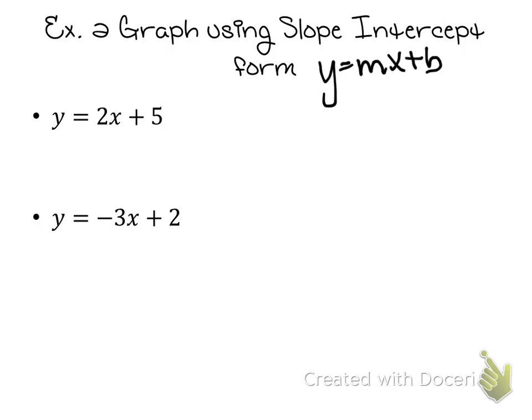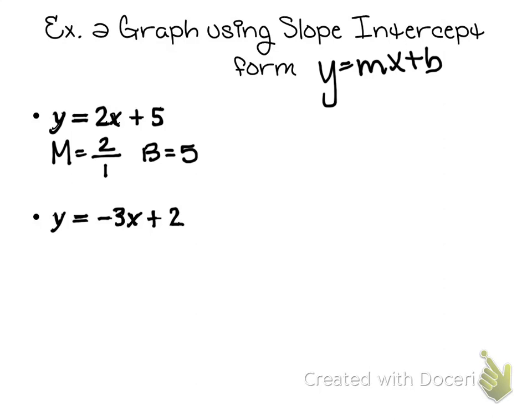So I've got the equation y equals 2x plus 5. So I know I've got y equals mx plus b. On this next one, I've got y equals negative 3x plus 2. Let's label our slope and y-intercept because it's always easiest if I do that. So I know that m is equal to 2. Well, slope is always rise over run. Let's put it in fraction form so it's easier to graph: 2 over 1. And then my y-intercept is 5.